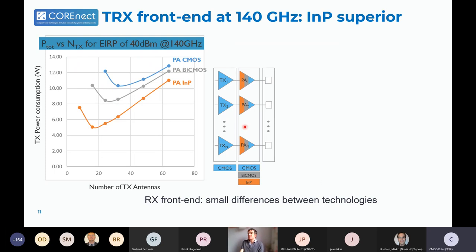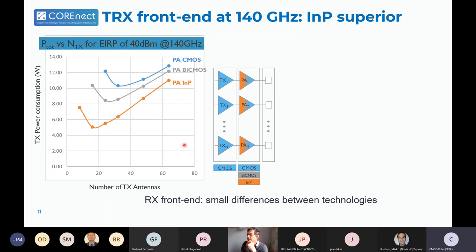Now, if we need quite some antennas to do the beamforming at 140 gigahertz, I already said that there is a trade-off to be made to optimize power consumption. If you take too few antennas, then each power amplifier has to generate relatively a lot of power, and at high frequencies, this cannot be done with a high efficiency. Now, if on the other hand you take too many antennas, then you duplicate all the electronics in front of the power amplifiers. The power amplifier itself then does not need to transmit much power, but you consume much power in the too large overhead of duplicating the circuits before the power amplifier.